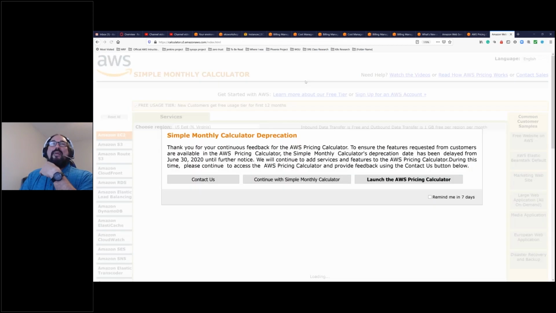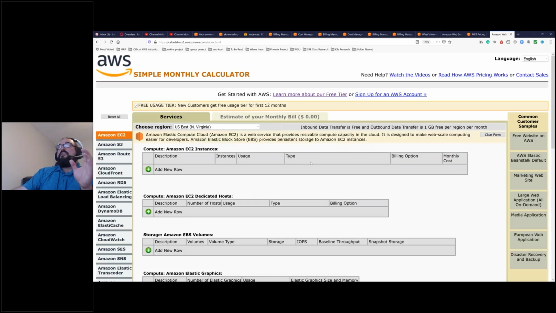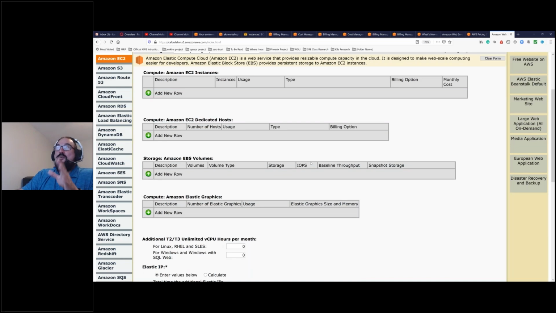This calculator, by the way, has been around for a long time, and the first thing they're going to do is warn you that it's getting retired. But they deferred it because of the pandemic, so we're going to pause on that for a second. This monthly calculator is awesome, and I have used it to figure out the cost of stuff all the time. On the left-hand side is a bunch of service items.